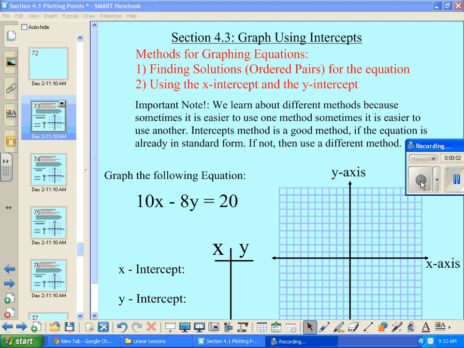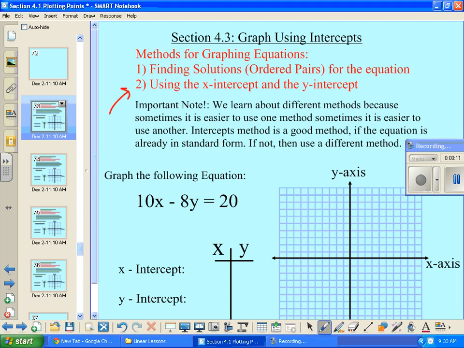Today's lesson is a continuation of section 4.3, graphing using intercepts. We recently learned how to graph using method number 2, finding the x and y intercepts. We've also been working with method 1 the whole of chapter 2, finding ordered pairs. Today we're going to analyze both of those methods, or look at an equation to analyze and see which method will be easier to use for that particular problem.